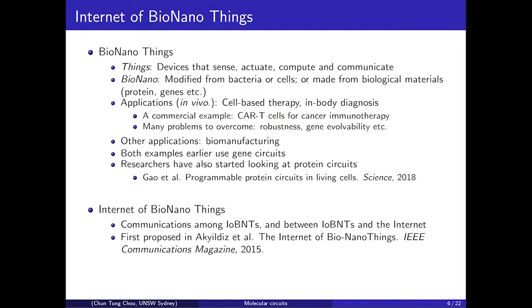Now, what I want to say is that the two examples I've shown you earlier both use gene circuits. Researchers have started looking at protein circuits that can also be used for a similar purpose. Now we know what BioNano things are. Then what is the Internet of Bio things? We want to add the ability to communicate to these devices so that they can communicate among themselves and also with the Internet.